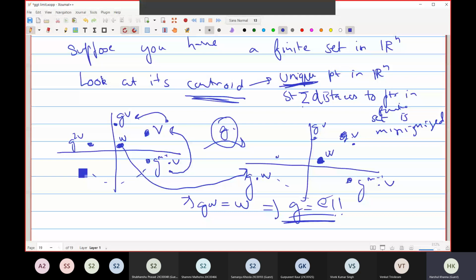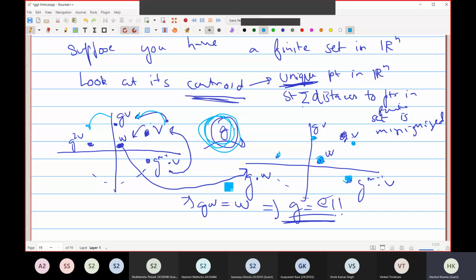So this is your W. And here, now what you do, by applying G, essentially V, GV, G square V, up to G to the power M minus 1 V goes to G to the power M into V, which is essentially V. So your finite set remains the same. That means your centroid remains the same. But since you applied G to it, because the action is free, G dot W equal to W means G is equal to the identity element. So that's how we prove the theorem.